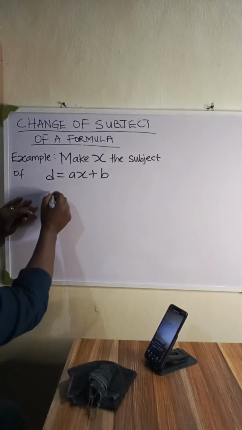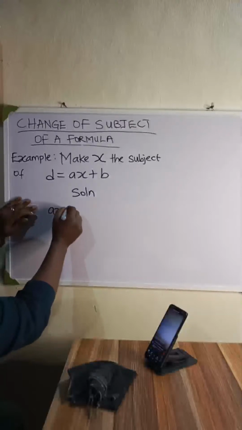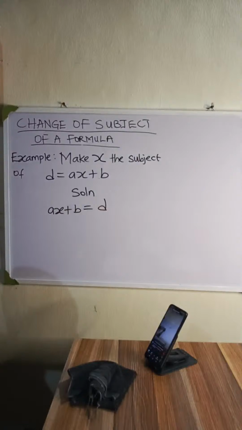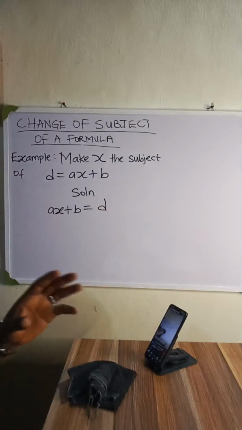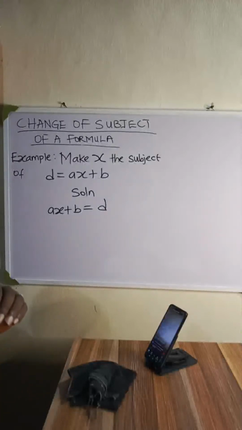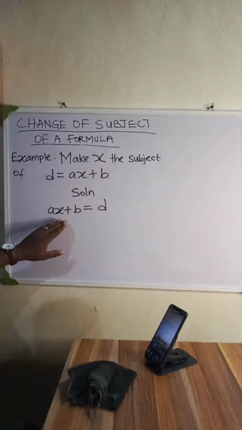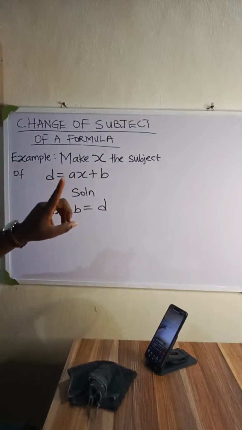So that we're going to have AX plus B is equal to D. So that's the first step. When you don't have a fraction, the first thing you do is mirror the formula. If you have a fraction, just cross multiply. Okay. Next, remember I want to make X the subject. Therefore, X is now on the left side. So we have achieved our first target.